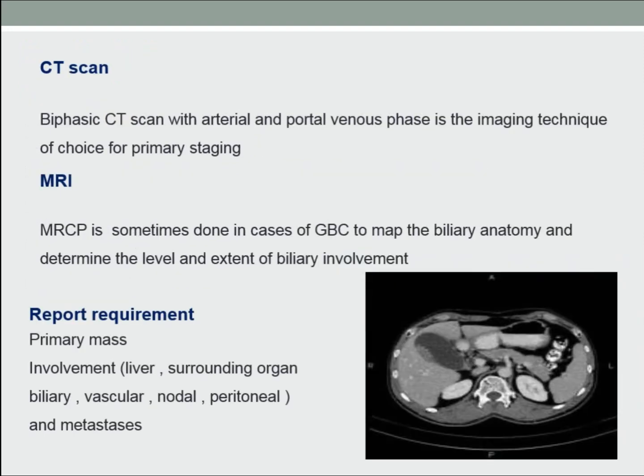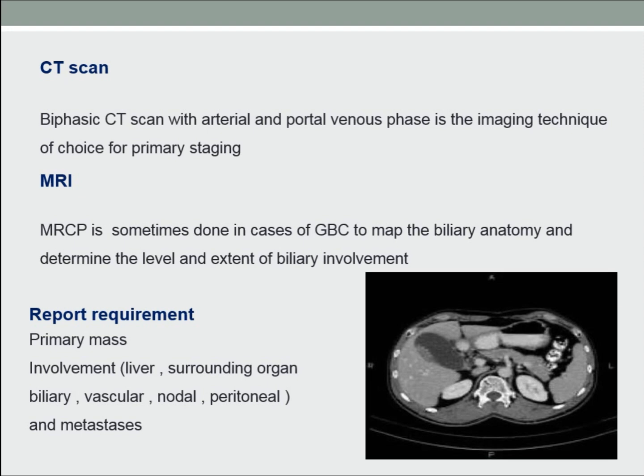In the CT scan, we need biphasic CT, which means examination in both arterial and venous phases. In the arterial phase, we are checking for arterial involvement by the carcinoma, and in the portal venous phase, we are checking for metastasis, especially to the liver. It's the imaging technique of choice for primary staging. MRCP is sometimes also done to map the biliary anatomy and determine the level and extent of biliary involvement. In both cross-sectional imaging modalities, you should comment on the primary mass and involvement of the liver, surrounding organs, biliary, vascular, nodal, and peritoneal involvement, and also distant metastasis.